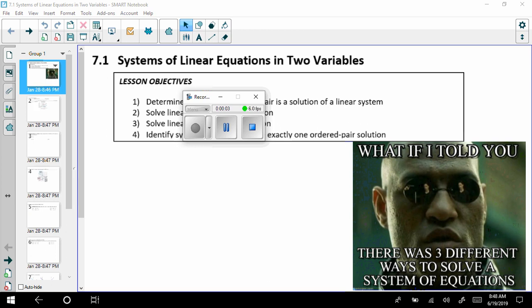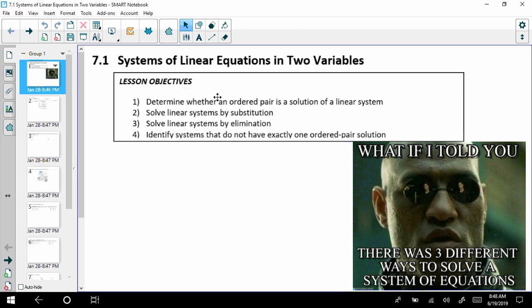All right, it is an exciting day indeed. We are on our final unit for this class, Unit 7, and it's another short unit. It only has 3 sections in it. And this unit is going to focus on something called systems of equations, or systems of inequalities.